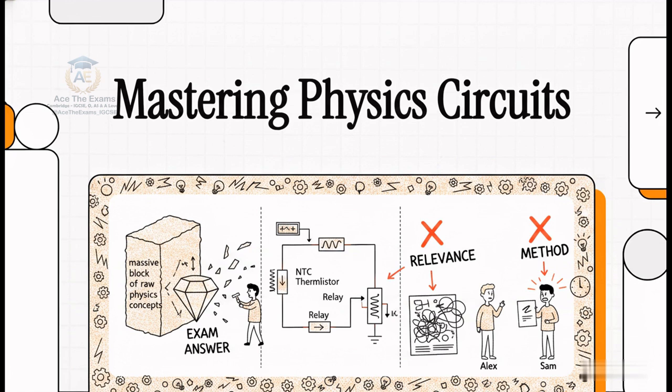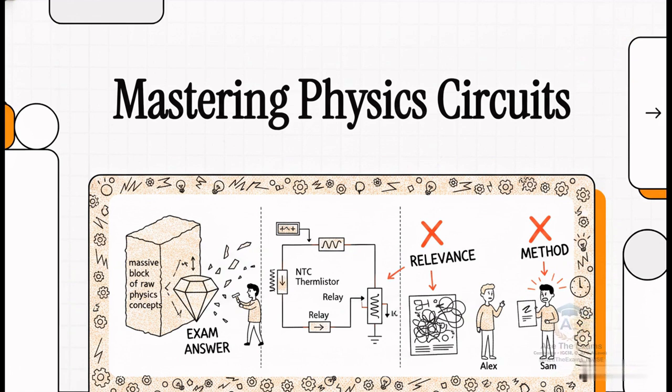First, we have Alex. Now Alex works hard. Alex has memorized literally every textbook definition, but in his answer, he completely overloads the page with raw, disconnected physics facts. He's writing down Ohm's law, he's writing down the definition of resistance, he's practically writing the history of the battery. But he provides absolutely zero specific analysis of the actual circuit printed on the page in front of him.